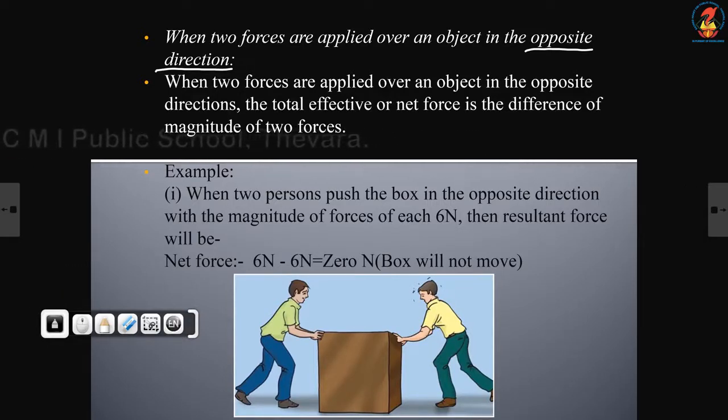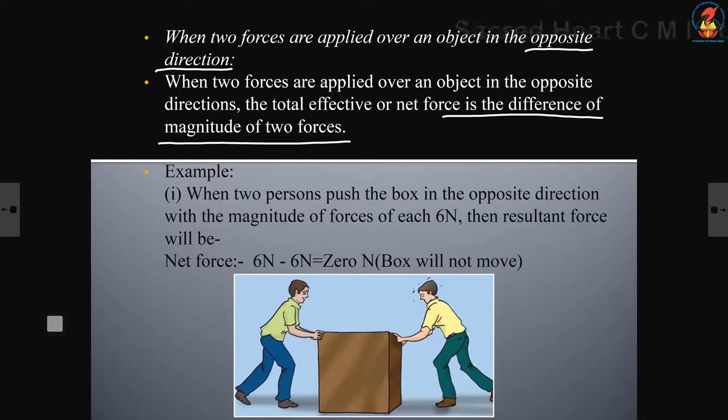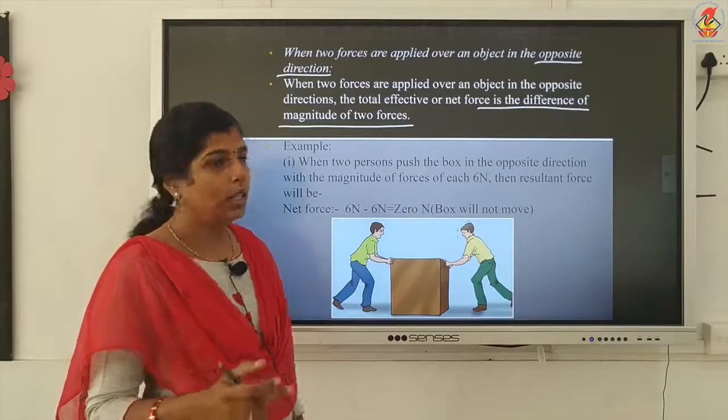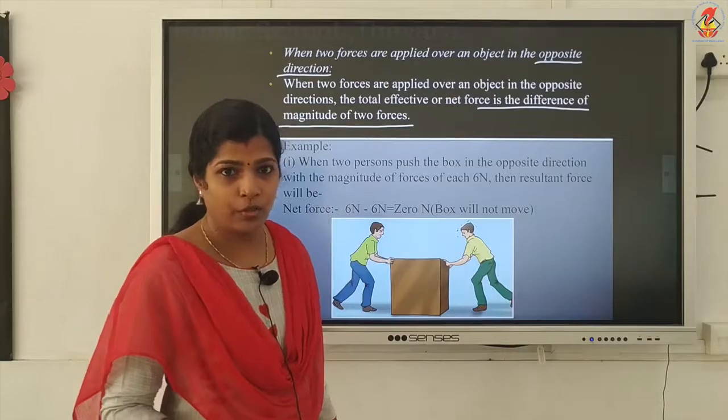If two forces are acting in the opposite direction, how will you find the net force? You can find the net force by taking the difference of the magnitudes of the two forces. We need to take the difference, which means you need to subtract the magnitudes of the two forces, and then you will get the net force.